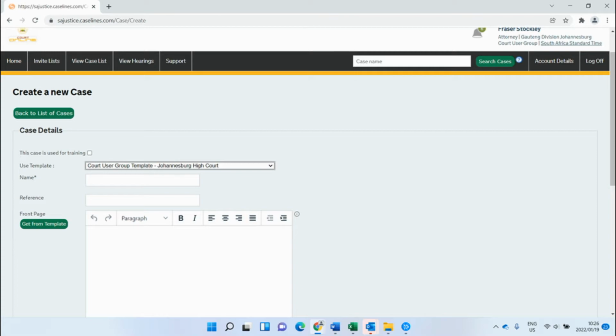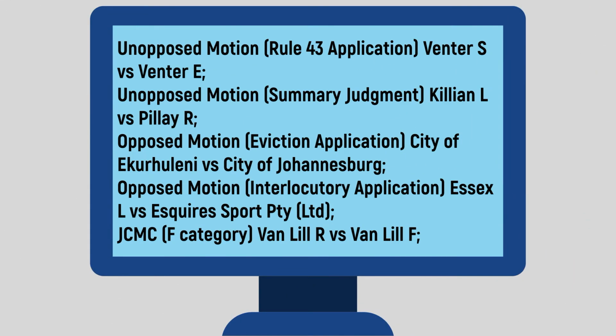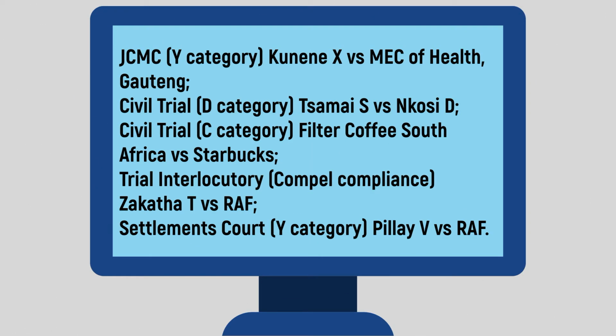For example, the full name of your case should look something like: Unopposed Motion, Rule 43 Application, Fenter S vs Fenter E; Unopposed Motion, Summary Judgment, Killian L vs Pillay R; Opposed Motion, Eviction Application, City of Ekurhuleni vs City of Johannesburg; Opposed Motion, Interlocutory Application, SXL vs Esquire Sports Pty Ltd; JCMC vs an F category, Van Lille R vs Van Lille F; JCMC Y category, Kunene X vs MEC of Health Gauteng; Civil Trial D category, Samai S vs Nkosi D; Civil Trial C category, Filter Coffee South Africa vs Starbucks; Trial Interlocutory, Compel Compliance, Zakata T vs RAF; Settlements Court, Y category, Pillay V vs RAF. So there's many more of those.